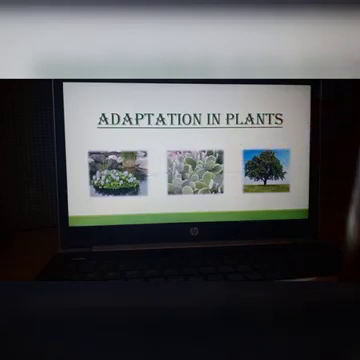aquatic plants. Aquatic plants means the plants that grow on or inside the water are called aquatic plants. And then we have studied about different types of terrestrial plants. Terrestrial plants means plants that grow on land are called terrestrial plants.